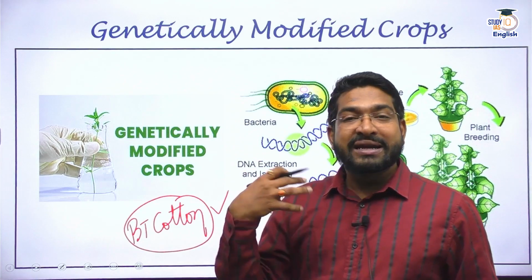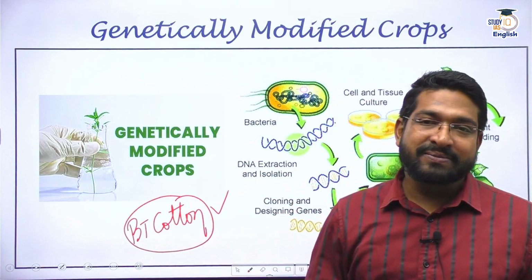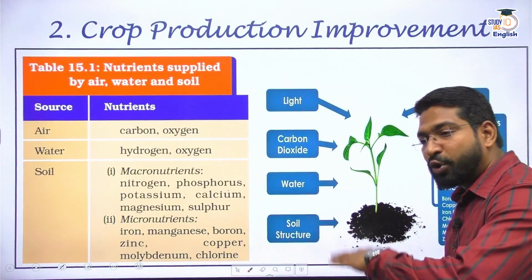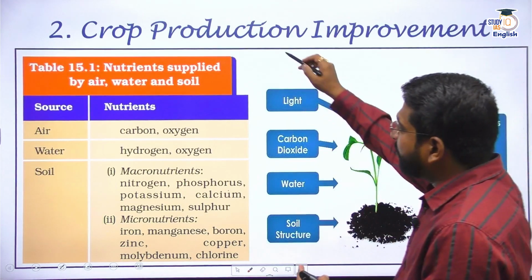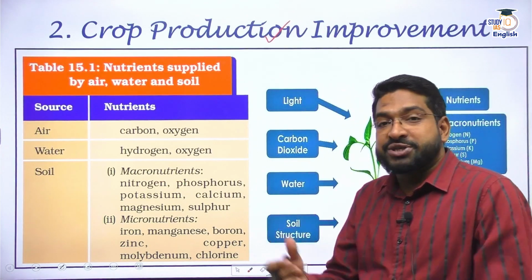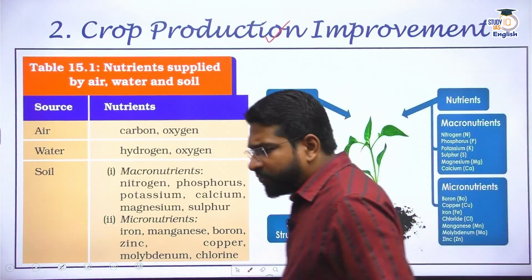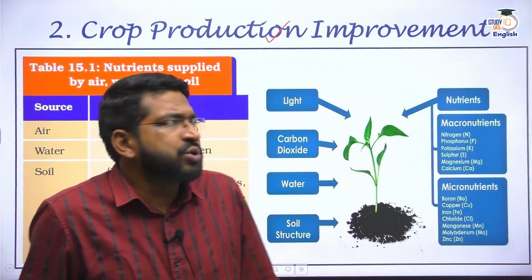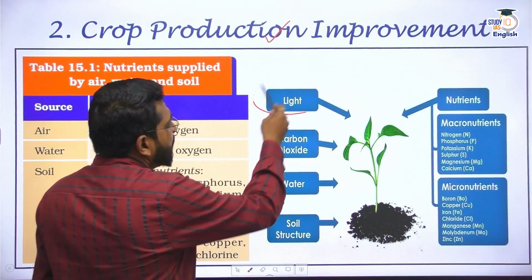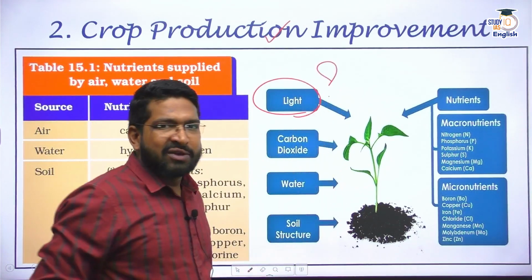by developing different varieties of seeds. Apart from this, we have also improved the crop production processes. Now, you all know, for photosynthesis, what do we need? For photosynthesis, we need light. We cannot do anything with light. Can we do something with light?